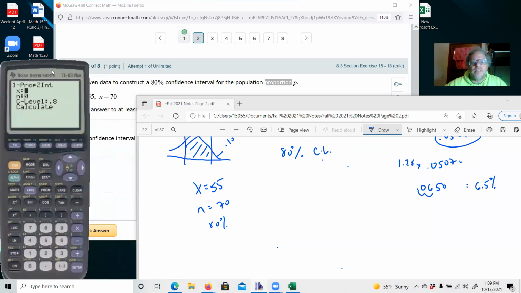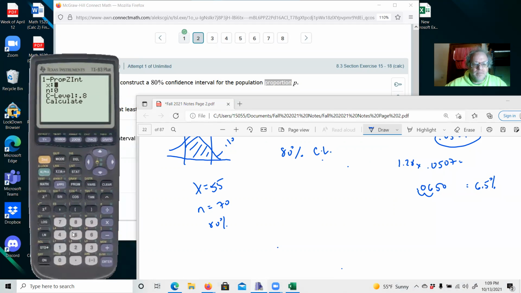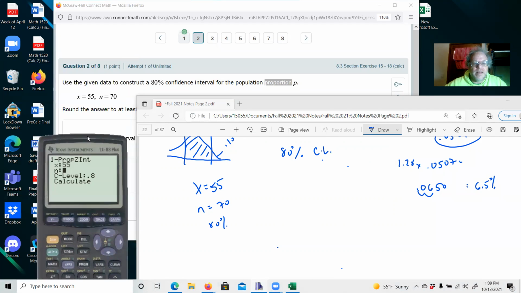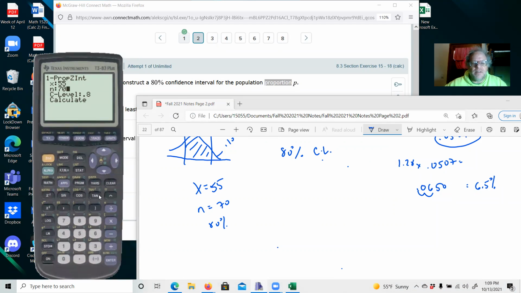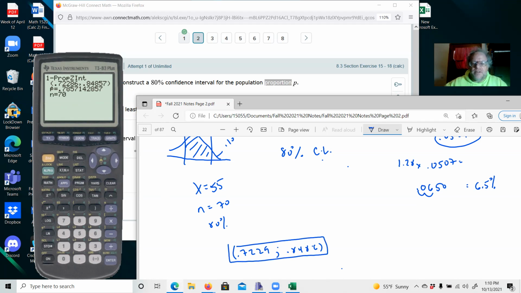What is our x? Our x is 55. What's the total number? n is 70. And they wanted an 80% confidence level. Look at that, there's 80% right there. Enter, and here's our proportion. So our proportion goes from 0.7229, because this 6 here will make this a 9, and then we have 0.848. Instead of 5, we're going to have a 6. So here is a confidence interval.